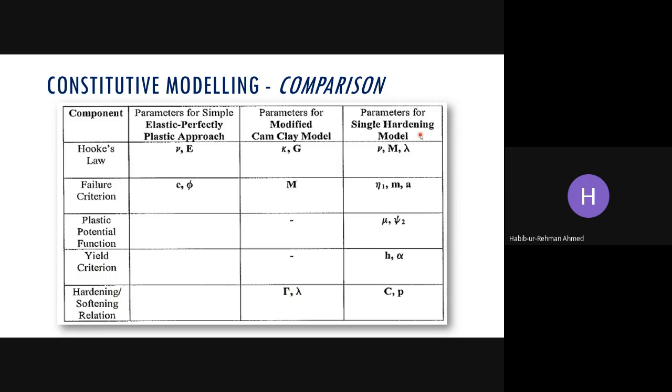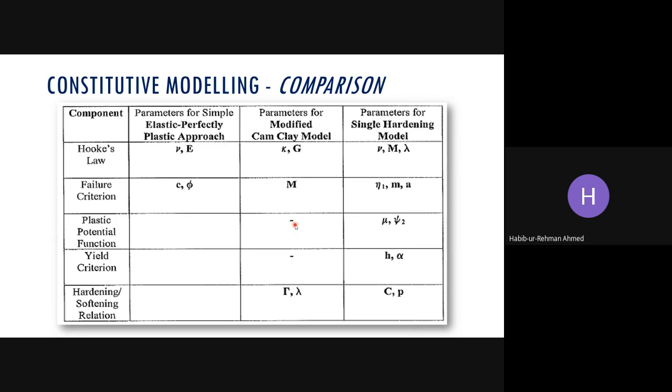Now, if we look at an even more advanced model, much more advanced than modified Cam clay, you can see 3 parameters are required to define the elasticity part, another 3 for the failure criterion, another 2 for the plastic potential, 2 for the yield criterion, and another 2 for the hardening softening relationship. So you can count these as at least 12 parameters to define the behavior. But for modified Cam clay, there are 5 parameters that can define the complete behavior of the model.